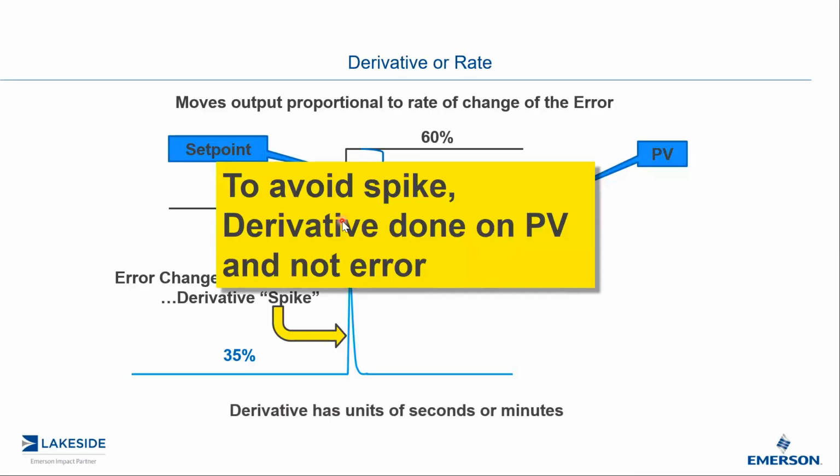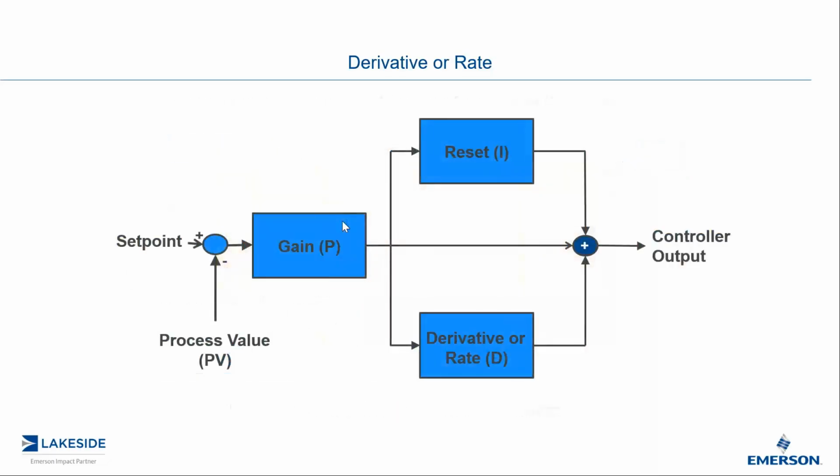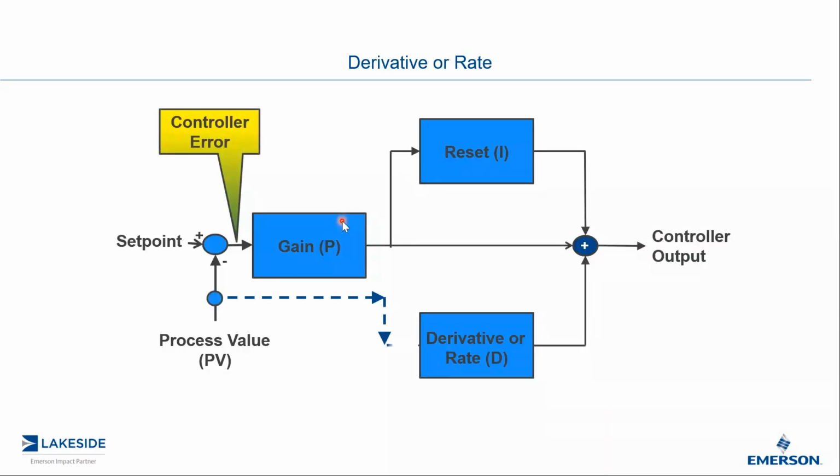Derivative has units of seconds or minutes. So let's take a look at it here from a block point of view. Like I said, derivative is typically done off the PV. From a load disturbance point of view, not a set point change, there's no difference if we do the derivative off the PV or off the error. And in this way, at least we avoid derivative spikes every time the operator would change the set point.